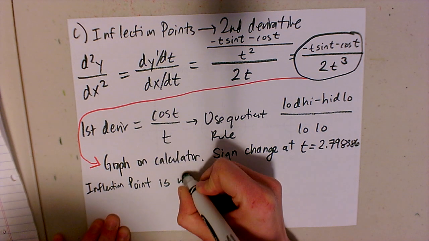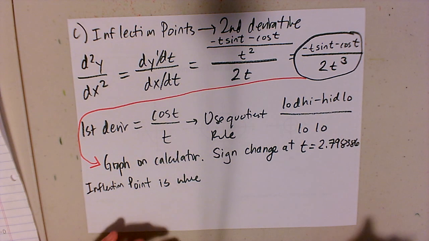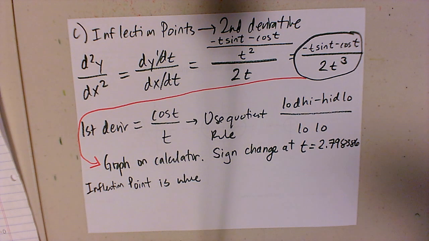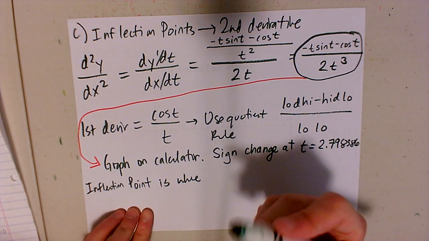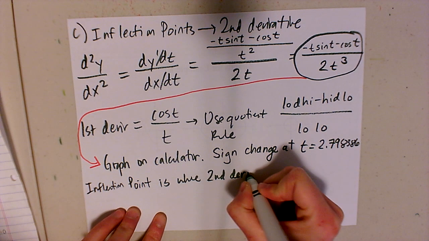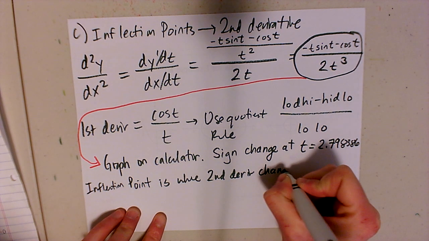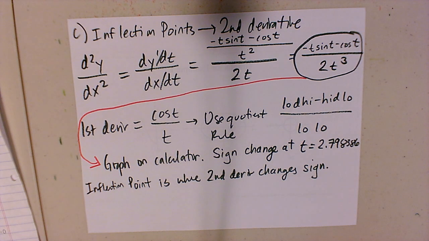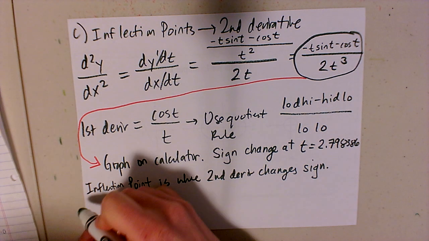Inflection point, well, not where the second derivative is 0, but where it changes signs. Yeah, because it could be 0, but then it could not change signs. It could go from positive 0 to positive, or negative 0 to positive, so we really want the sign change. So the inflection point is where the second derivative changes sign.